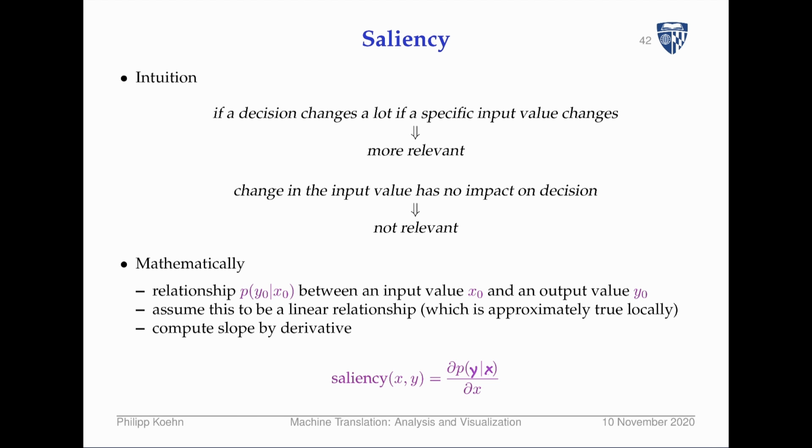Mathematically, we're going to look at the relationship between an output value y and an input value x. If you assume this to be a linear relationship, which is approximately true locally, then we can compute the slope of this relationship. If it's a very steep slope, then yes, the input value x has a big impact on y. And if it's flat, then changes in the input value x have no impact on the decision y. Considering the slope brings us back to computing derivatives, which we're already doing a lot in neural learning. So we just look at the derivative of y given x with respect to x.